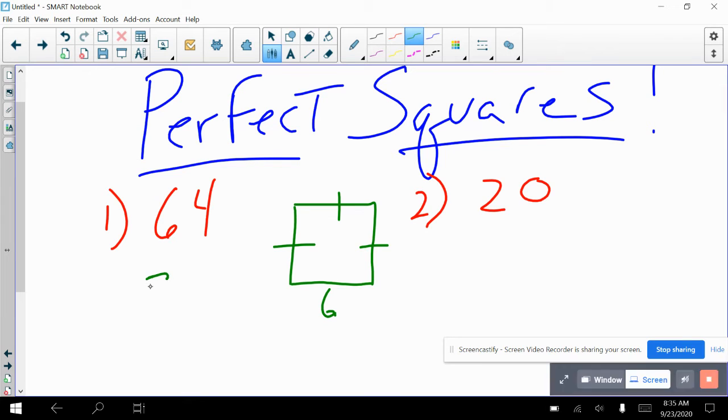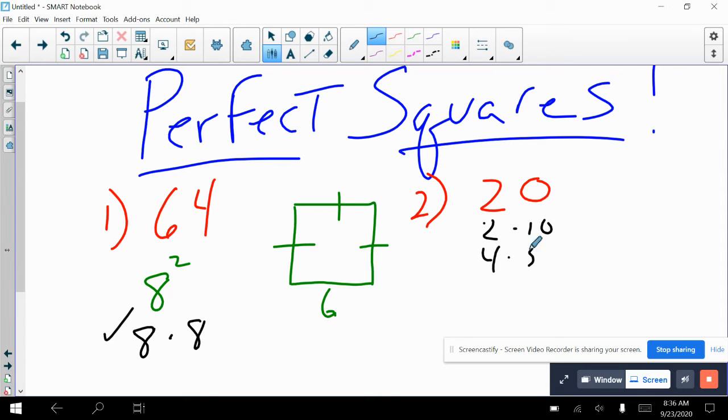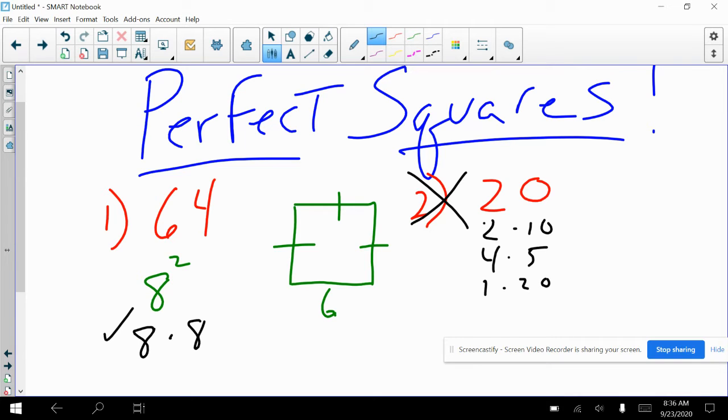In 64's case, isn't that the power? 8 squared? What does that look like in expanded form? 8 times 8. Winner, winner, chicken dinner. In 20's case, you have 2 times 10, 4 times 5, 1 times 20. Uh-oh. Are any of the factors the same? 20 is not a perfect square. 64 is, because 8 times 8 gives me 64. You have to have 2 factors that are the same to give you a perfect square.